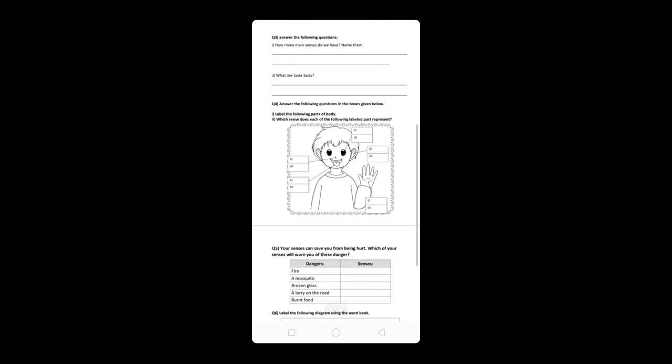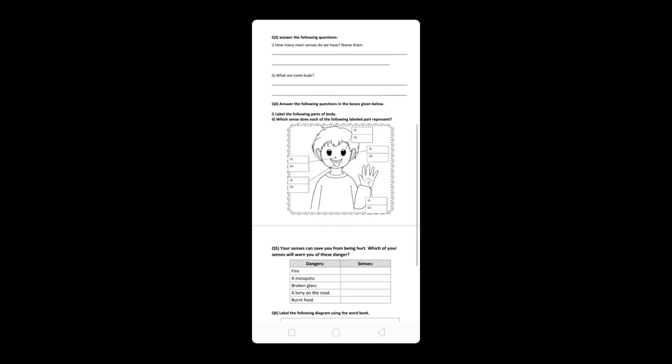Number 3. Answer the following questions. Part 1. How many main senses do we have? Name them. This is the easiest question. We have revised it trillions of times. So you all must be able to answer this by yourself. Okay? There are 5 main senses, and the names are sense of sight, sense of smell, sense of hearing, sense of taste, and sense of touch. Okay? You can also write sight, hearing, taste, touch, or smell. Okay? To get it precise.